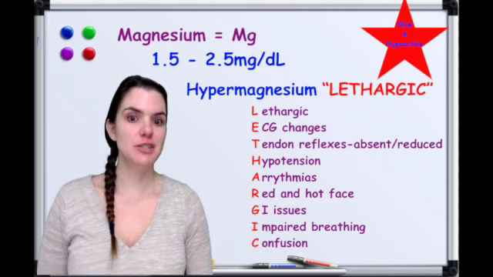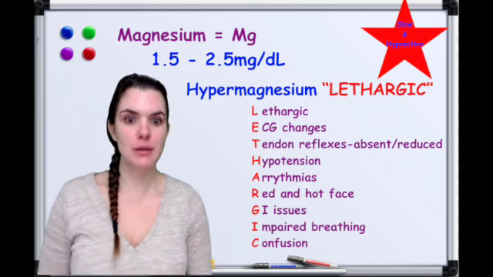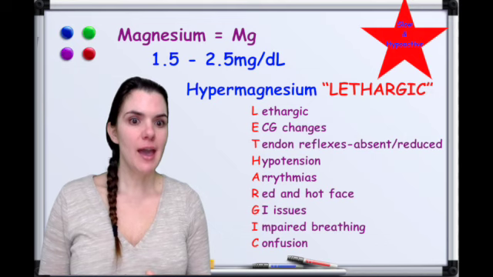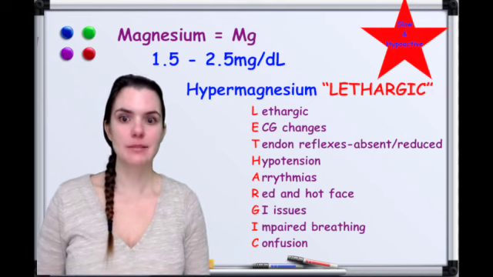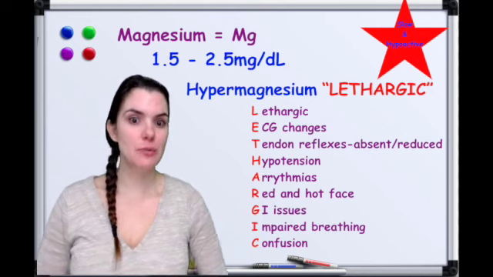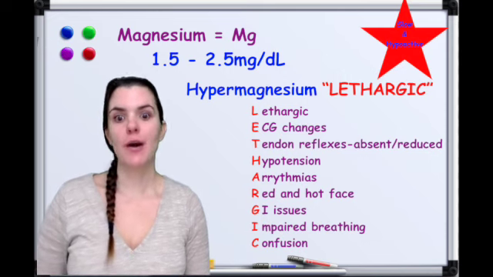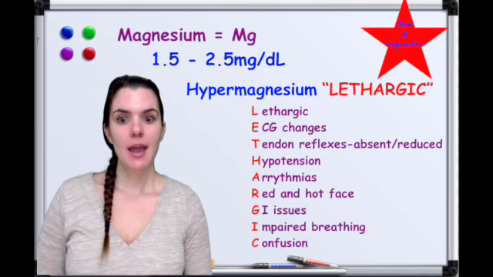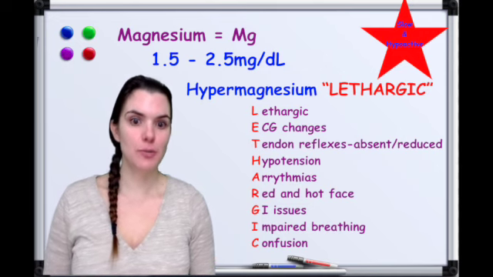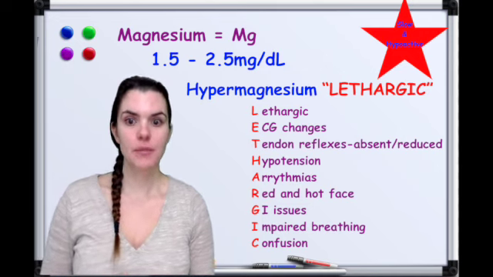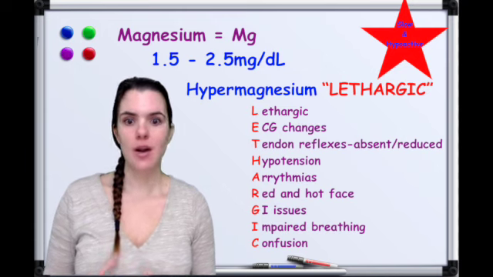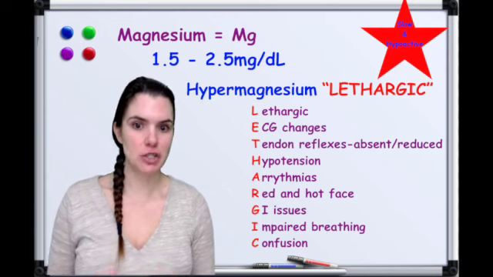E is for ECG changes with prolonged PR and QT intervals, and maybe a wide QRS complex. T is for tendon reflexes absent or grossly diminished. H is for hypotension. A is for arrhythmias like bradycardia or heart blocks. R is for red and hot face. They're going to have flushing.